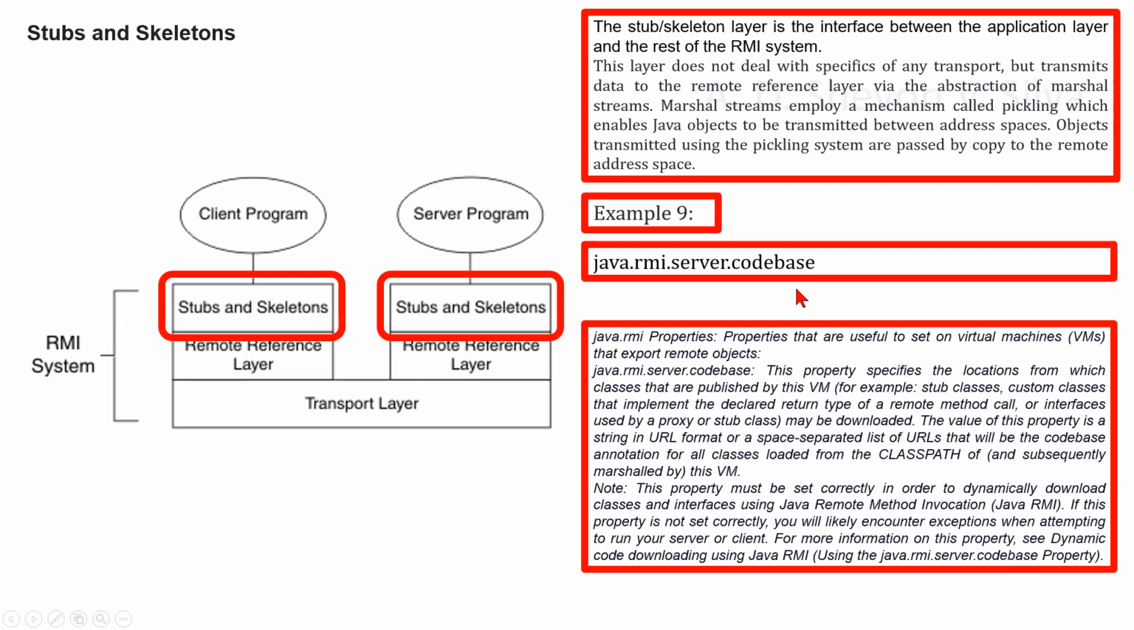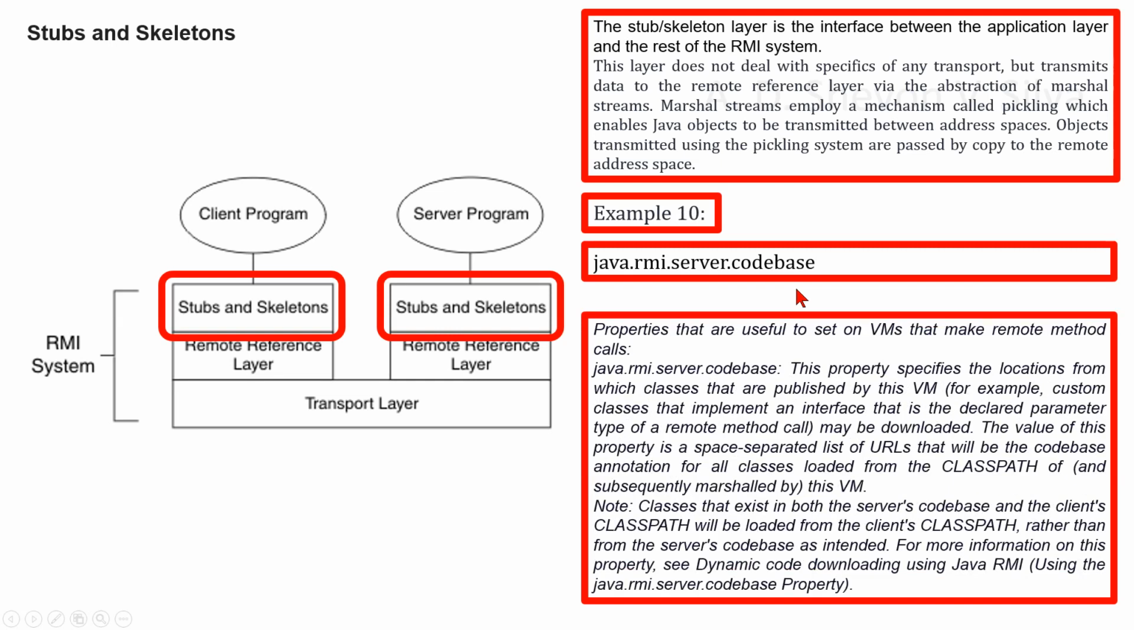Note: this property must be set correctly in order to dynamically download classes and interfaces using Java Remote Method Invocation, Java RMI. If this property is not set correctly, you will likely encounter exceptions when attempting to run your server or client.